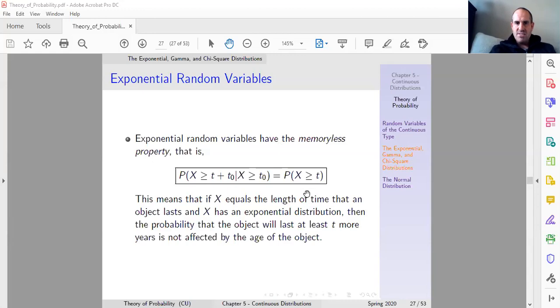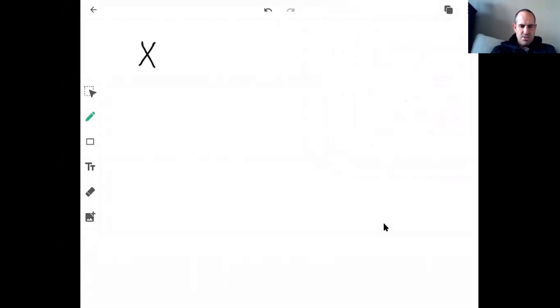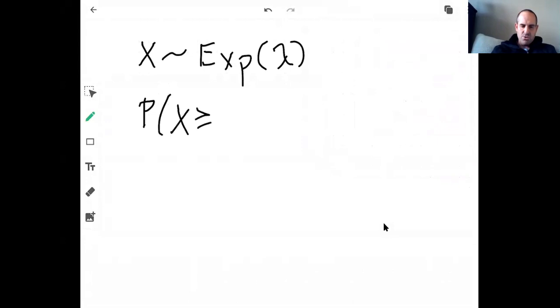So let's visit that a little bit. Let's go to my iPad here. All right, so what do we have going on here? We have x is distributed as the exponential distribution with parameter lambda. Okay, we know lots of stuff about that. So we want to know what is the probability that x is bigger than or equal to t beyond t0, given that x was already beyond t0.